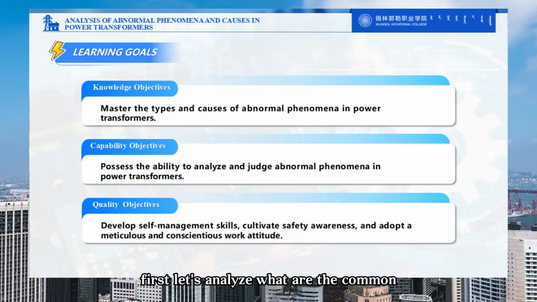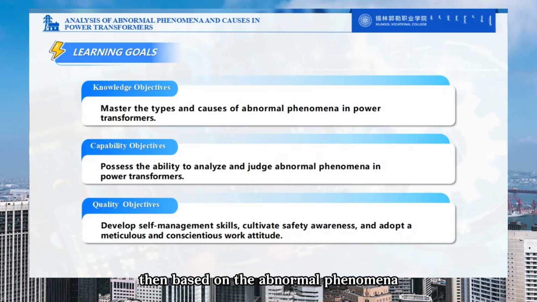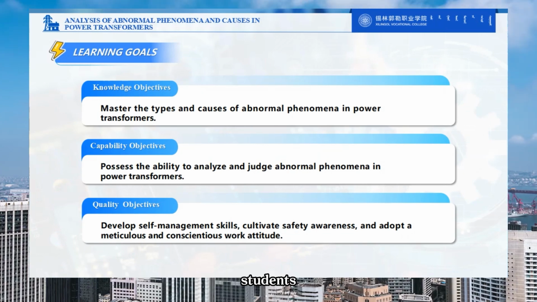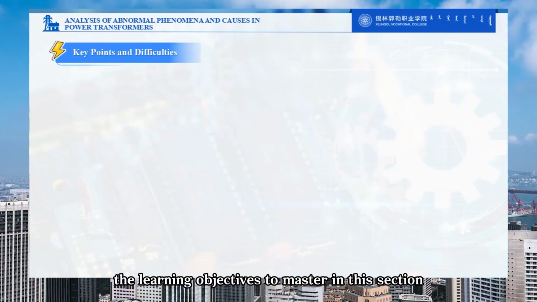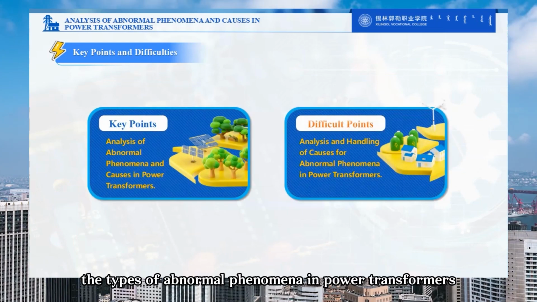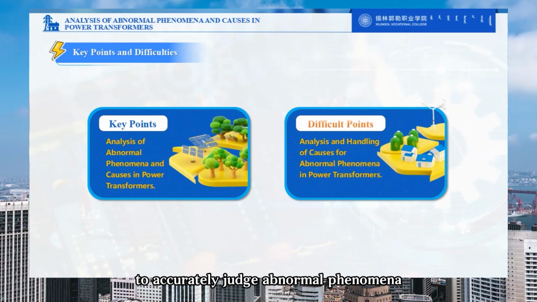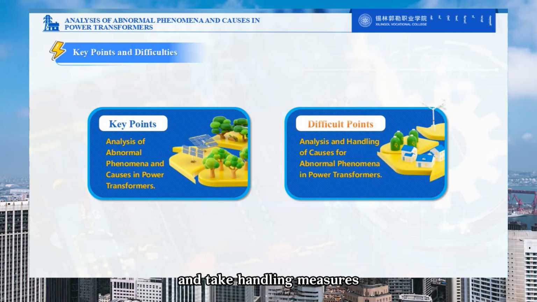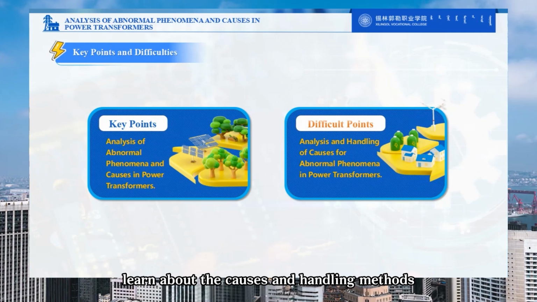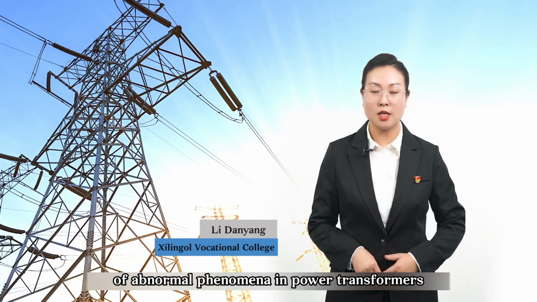Let's analyze what are the common abnormal operating states of transformers, then, based on the abnormal phenomena, analyze the causes and handling methods. Students, the learning objectives to master in this section are the types of abnormal phenomena in power transformers and their causes, to accurately judge abnormal phenomena and take handling measures. Okay, let's learn about the causes and handling methods of abnormal phenomena in power transformers.